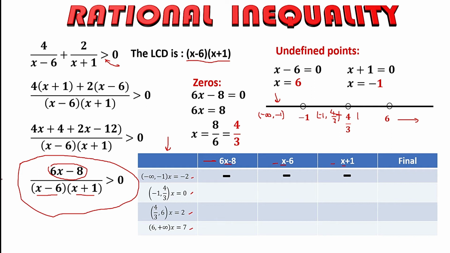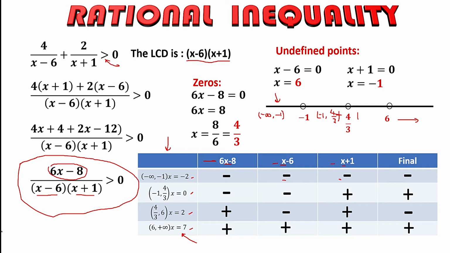You multiply negative times negative, which is positive, times negative, which is going to be negative. And you do the same thing with another column using the corresponding value. For example, you use 7: 7 times 6 minus 8 is positive, 7 minus 6 is positive, and 7 plus 1 is positive.